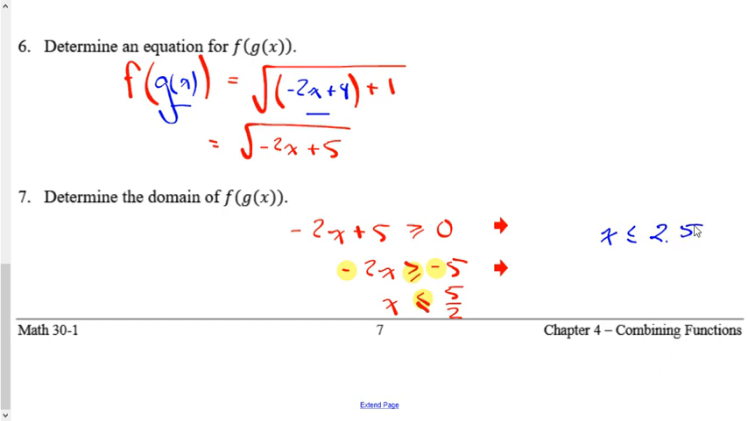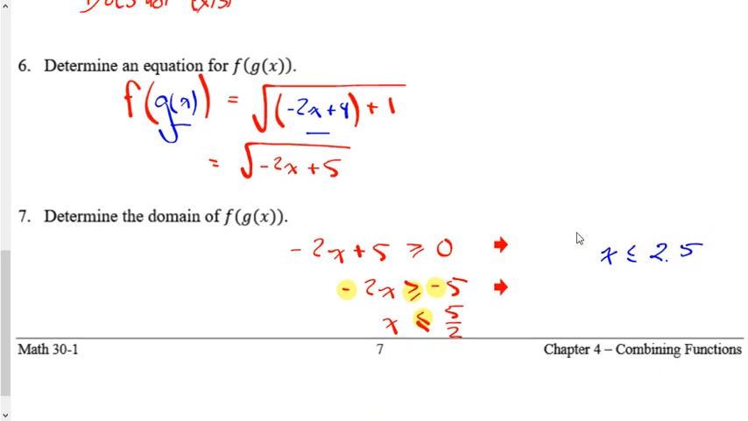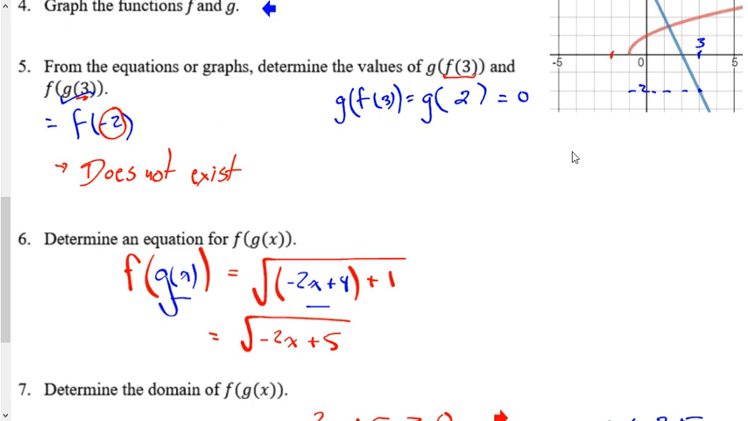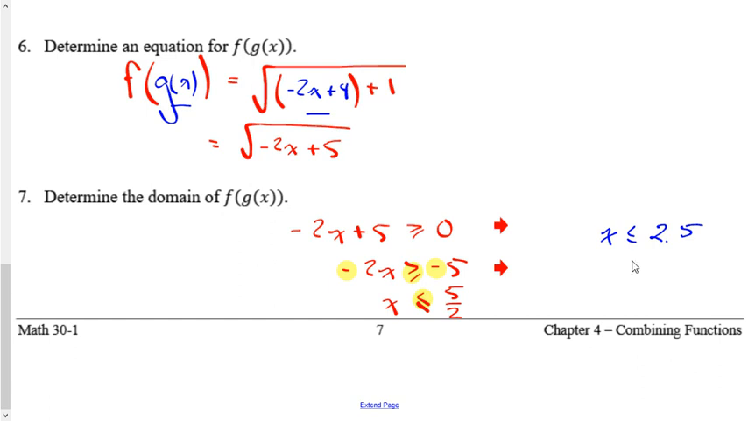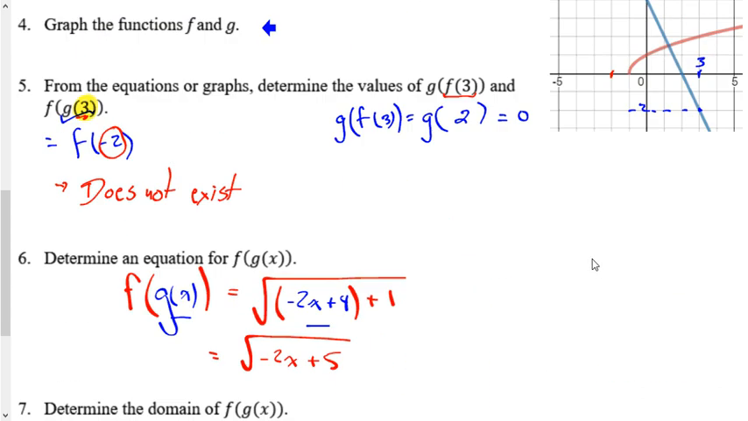Well, as we look back here at question number 5, what we were trying to do was plug a 3 into our composition of functions. Well, that's not less than or equal to 2.5. That doesn't fit in the domain. And so by looking at the equations, we were able to come up with a domain that gave us a restriction that would have told us f of g of 3 would be impossible.